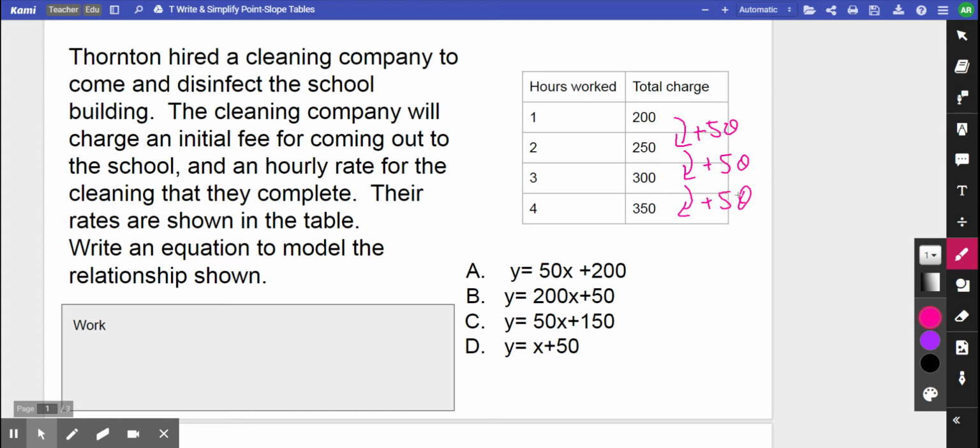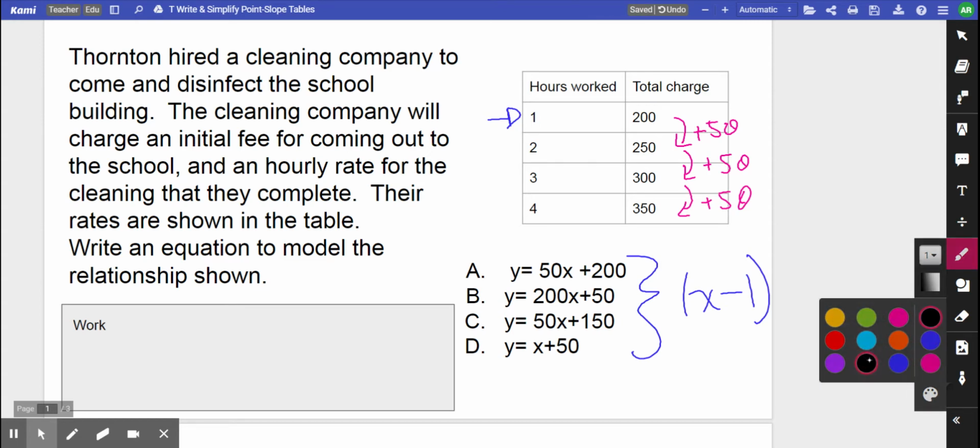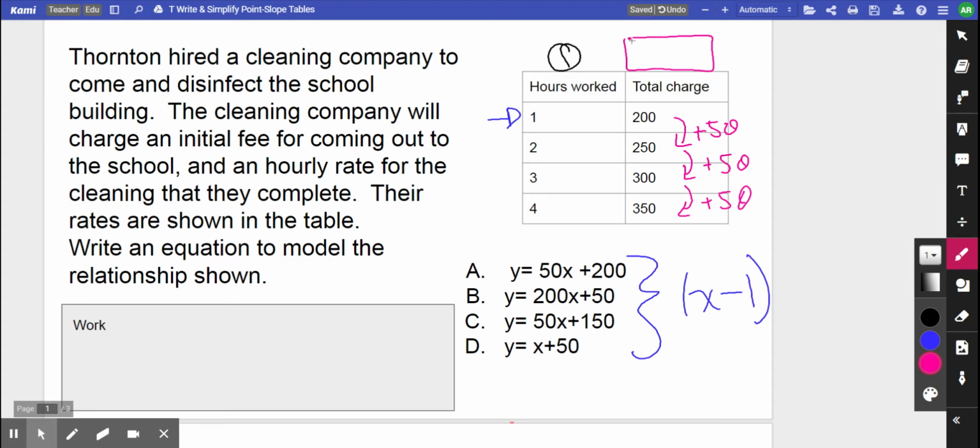But as you can see here, none of my answer choices have x minus 1 as part of their answer, because this table starts at 1. So what you have to do is make that table start at 0. In order to do that, I'm going to write a 0 up here. And we have to think about what number plus 50 is going to give us 200. Well, that number is 150.